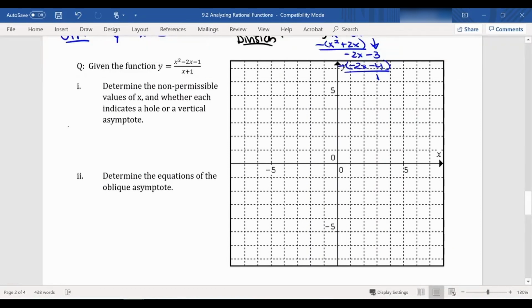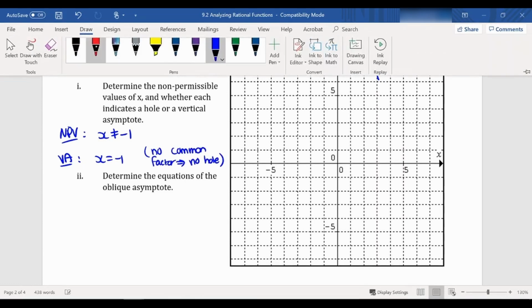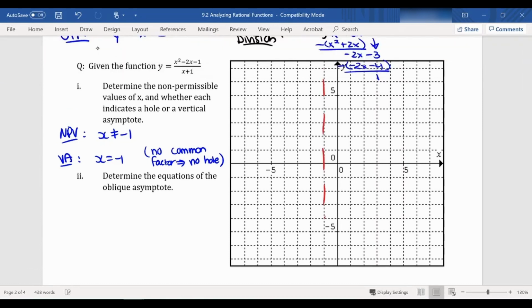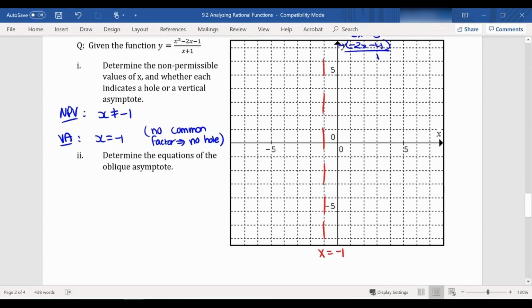Okay, if you're either continuing on or coming back, again, we can try to factor the top here. Not possible. I'd have to find two numbers that multiply to be -1 but add to be -2. Can't do it. So my non-permissible value at the bottom is x can't equal -1, and this is a vertical asymptote. There's no common factor, so no hole. I have an asymptote at -1. And then I need to determine my equation for my oblique asymptote. The degree of the top is bigger than the degree of the bottom.